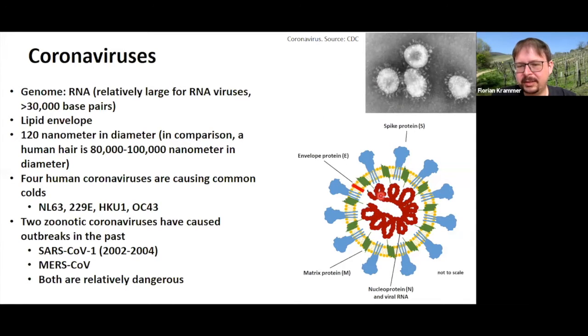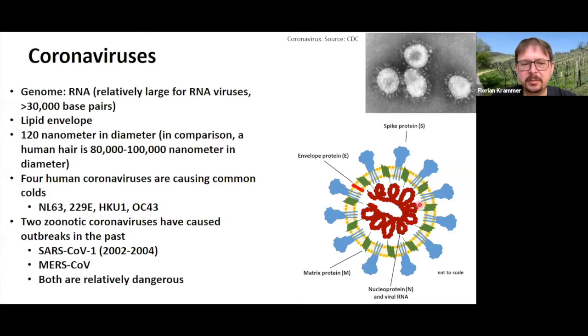So we have the genome on the inside of the particle, and this genome is covered by a protein that protects it, nucleoprotein, because RNA is pretty unstable. Then we have a lipid envelope on the outside. We have two more proteins in that envelope, and then we have the spike protein on the surface. And this thing is about 120 nanometers in diameter. In comparison, a human hair is about 80,000 to 100,000 nanometers in diameter. So they are pretty small.